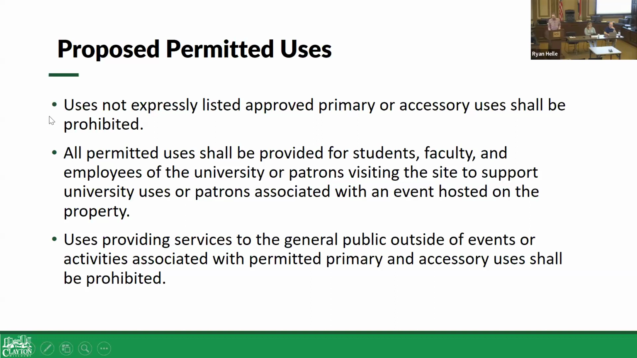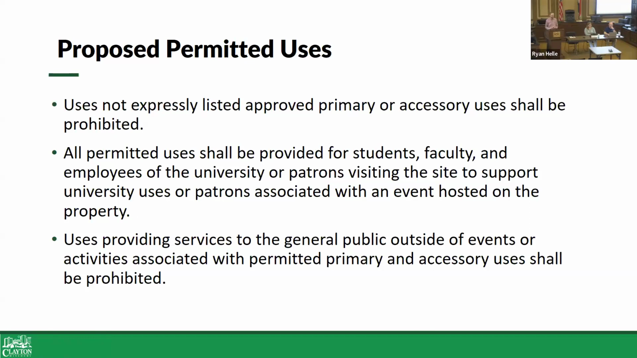We want to start by saying any use not expressly listed as approved or primary shall be prohibited. So if it's not on the list of approved uses, then we wouldn't consider it for this particular site or allow it. The permitted uses, and these bullets are somewhat similar. They need to be for the use of students, for faculty, for visitors to the site.